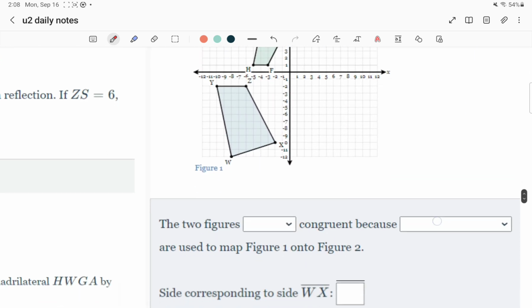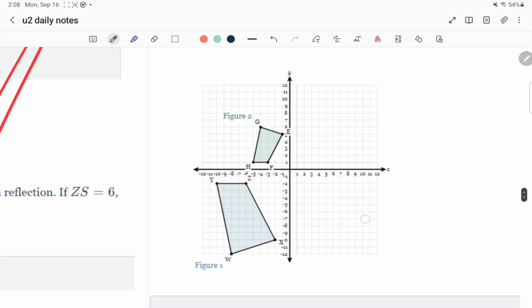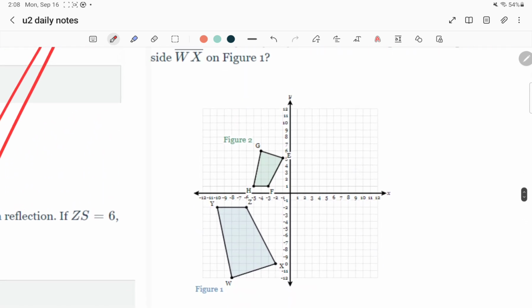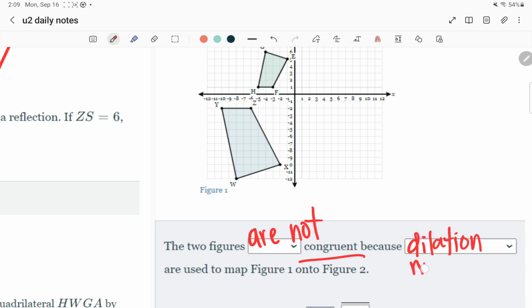Lastly, we're going to fill in the blanks and then find the side that corresponds with WX. So the two figures are not congruent because they're not the same size, right? Congruent means same shape, same size, but they're not the same size because a dilation was used. A dilation is also called a non-rigid motion.